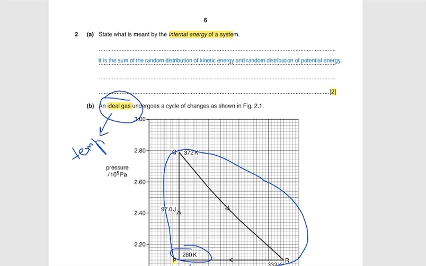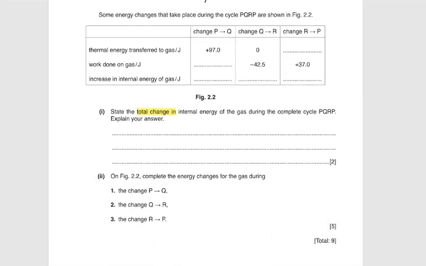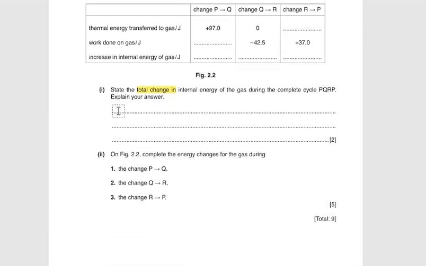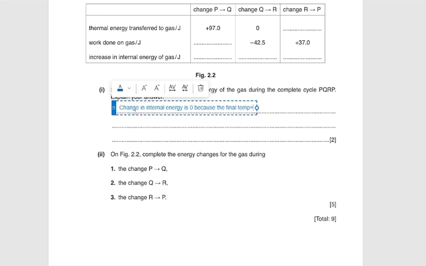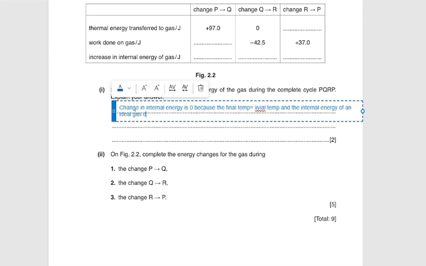So temperature doesn't change, and when the temperature doesn't change, that means that the change in internal energy is 0, because the final temperature is equal to the initial temperature, and the internal energy of an ideal gas depends on temperature only. And I hope this makes sense.